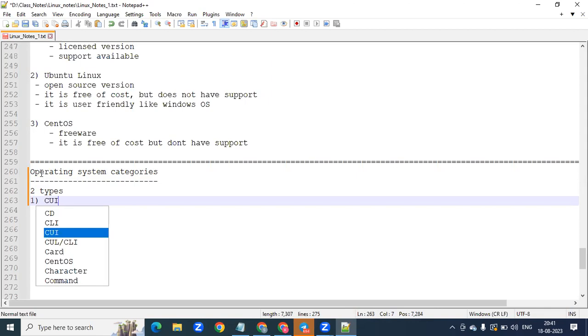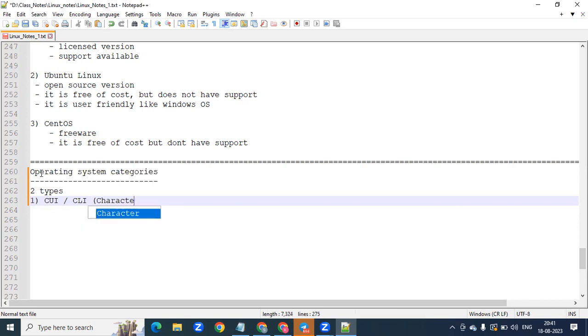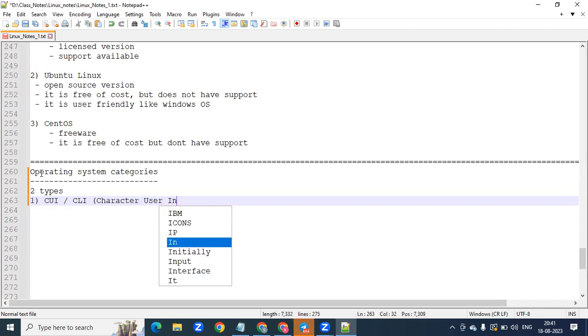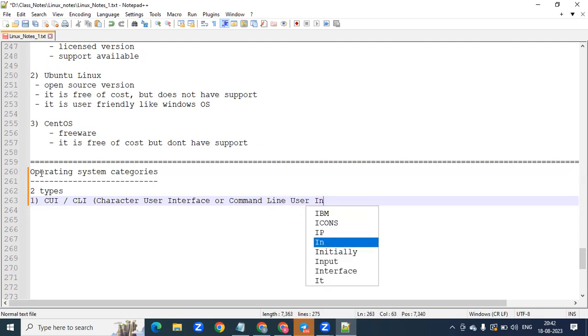CUI, character user interface, or CLI, command line user interface.